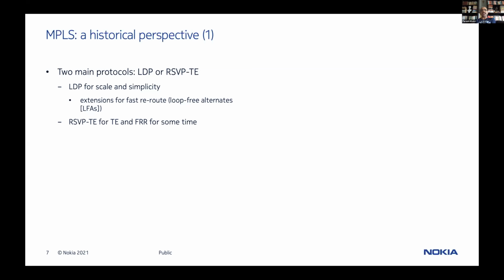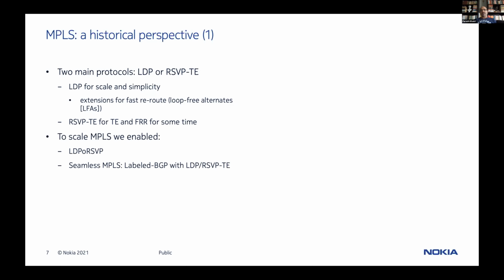We've extended it over the years, so it can do things like fast reroute. And we do it using something that we call LFA, loop-free alternates. So with every primary LDP path or next hop, we're able to associate a backup. We call it loop-free alternate. So if the primary path fails, we can immediately switch traffic on to the backup path. So we've got fast reroute with LDP, but we don't have traffic engineering for LDP.